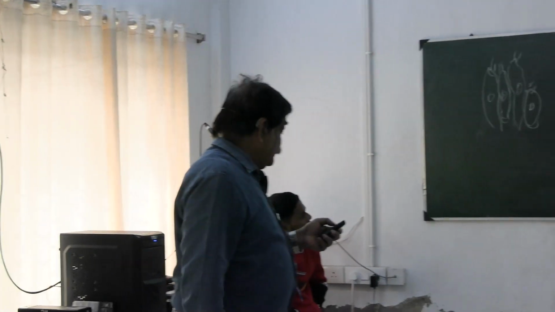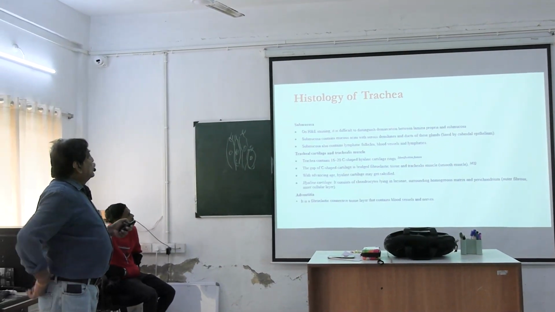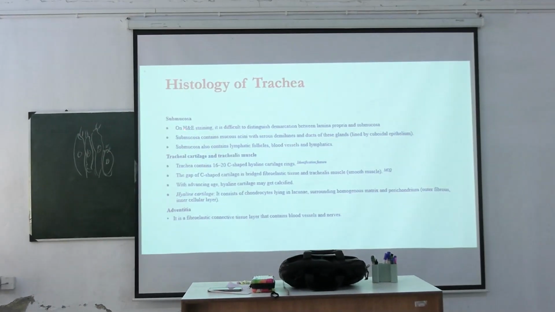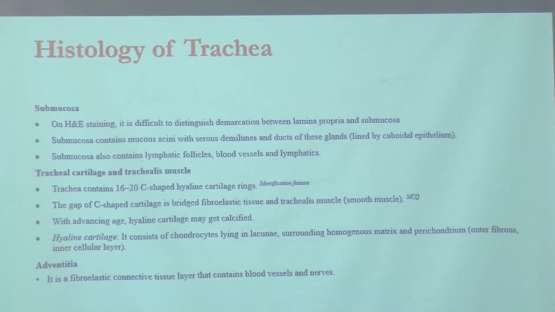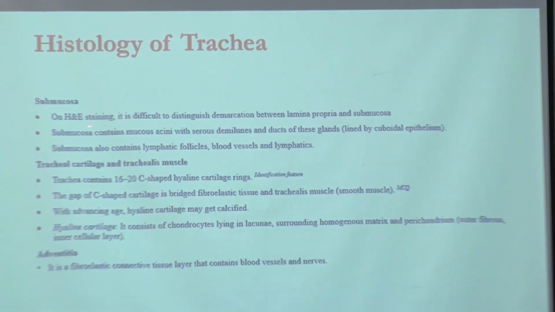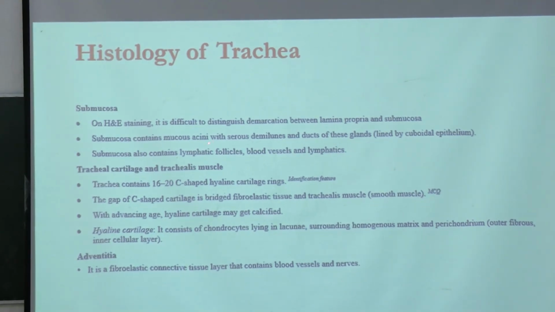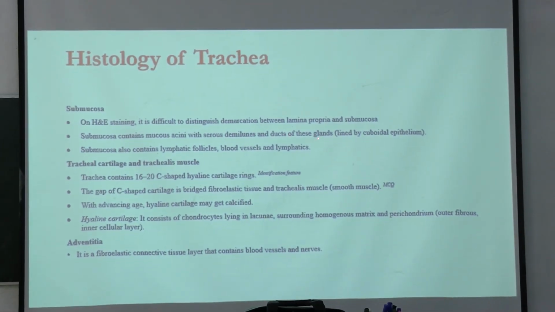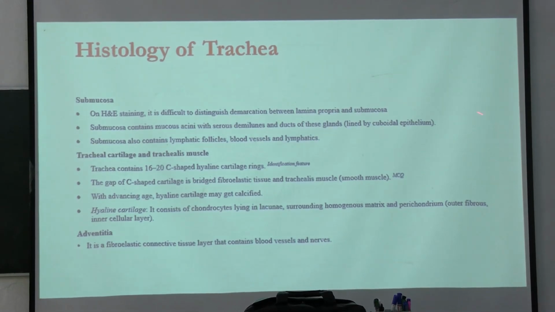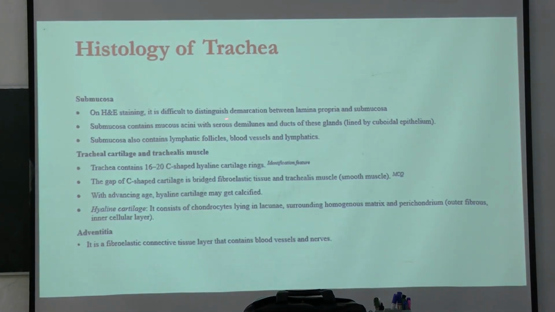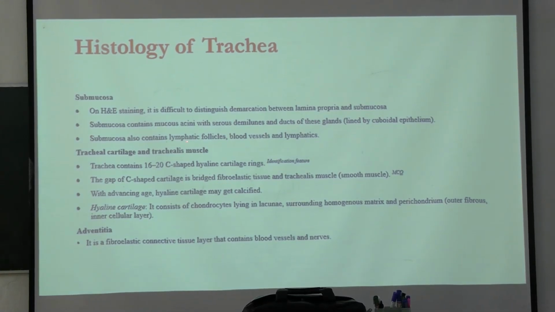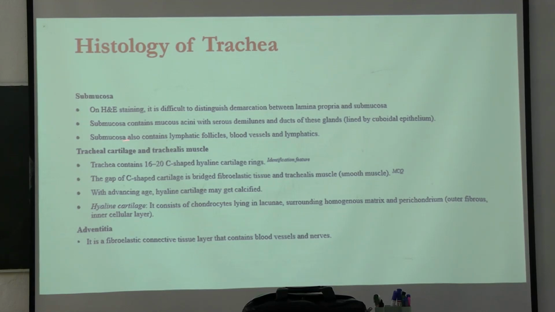Now, submucosa on H&E is difficult to distinguish, the demarcation between lamina propria and submucosa. On H&E you cannot distinguish. Submucosa contains mucous acini with serous demilunes and ducts of these glands lined by cuboidal epithelium. Submucosa also contains lymphatic follicles, blood vessels and lymphatics. Tracheal cartilage and trachealis muscle. The trachea contains 16 to 20 C-shaped hyaline cartilage rings.